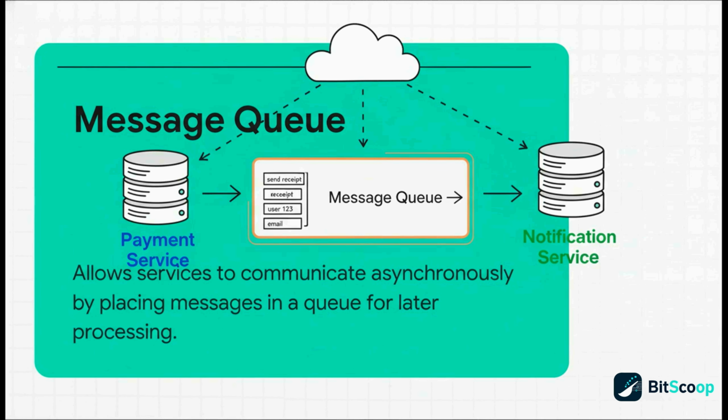So how do all these separate little services talk to each other without causing chaos? What if the payment service needs to tell the notification service to send a receipt, but the notification service is busy? This is where a message queue is brilliant. It's like an internal post office. The payment service just drops off a message that says, "send receipt to user 123," into a mailbox. The notification service can then pick up that message and handle it whenever it has a free moment. This makes the whole system so much more resilient.